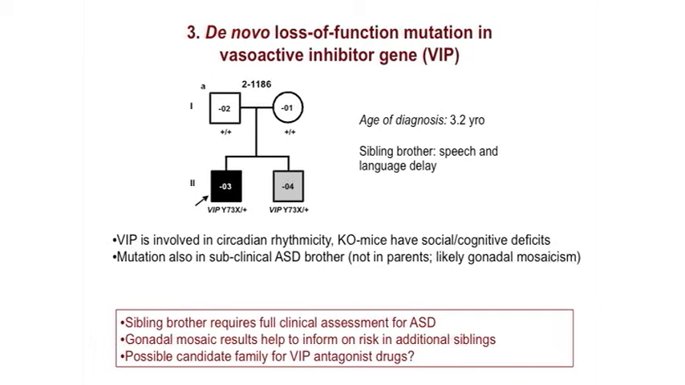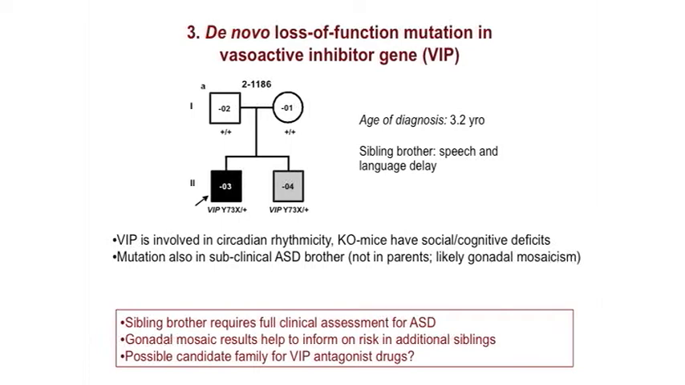In the third example, we found loss of function mutations in the vasoactive intestinal peptide, or VIP, gene. And this was an interesting case because this mutation has been mimicked in mouse models, and it's been implicated in circadian rhythmicity, and the mouse knockouts have social cognitive deficits. When we found this in the index case, of course, we checked in the rest of the family. So the sequencing was done in the 2 parents and then the index case.